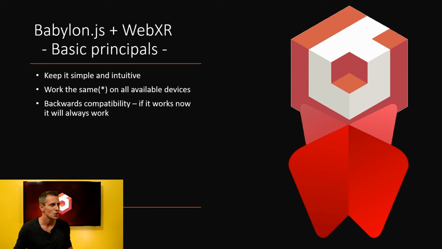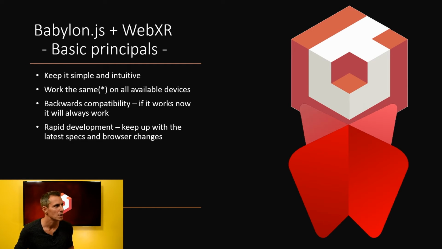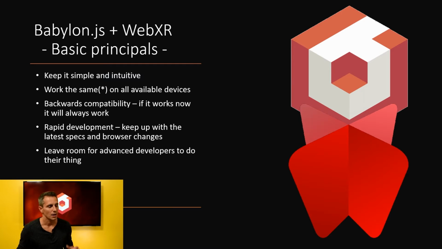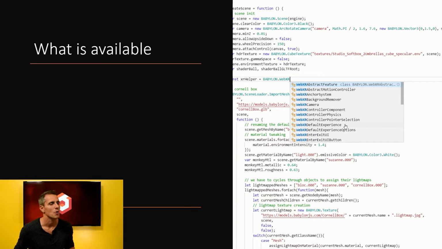I mentioned at the beginning of the presentation the backward compatibility. So again, it's still here, and we'll see how this has been implemented a bit later on. Rapid development: the standard is still in draft, so every week, sometimes every day, there are some changes, and Hanan is keeping the code up to date. And finally, I mentioned simple at the beginning, but one of our other core principles is to be powerful. So there is always room for advanced developers to go deeper. The native objects for WebXR are exposed, so you can go deeper and customize everything. Again, we'll see this a bit later in more detail.